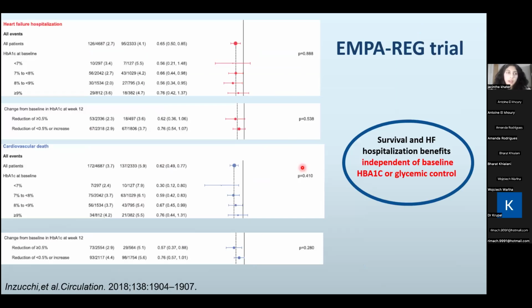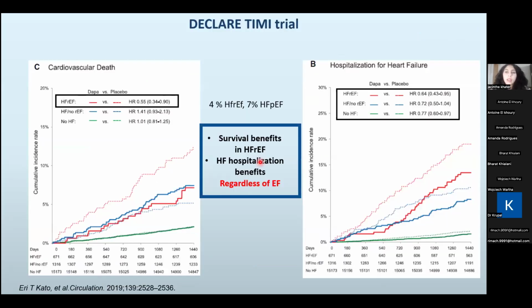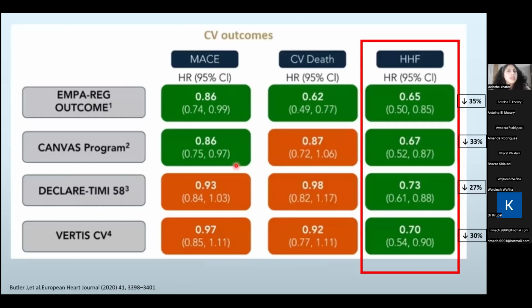Here in the EMPA-REG trial, I wanted to highlight, as you can see here in red, that regardless of the HbA1c level or the glycemic control, there were survival and heart failure hospitalization benefits among the 2 samples. Also here in this study, regardless of ejection fraction, as I said before, there are many parameters, and regardless of these parameters, we still see survival benefits in heart failure with reduced ejection fraction, and heart failure hospitalization benefits. So this is a very nice slide showing a summary of the results of some prominent trials.